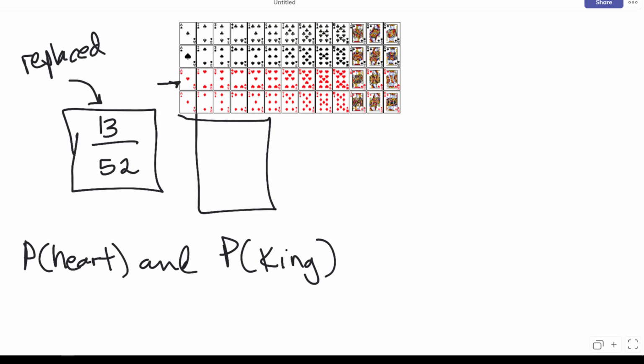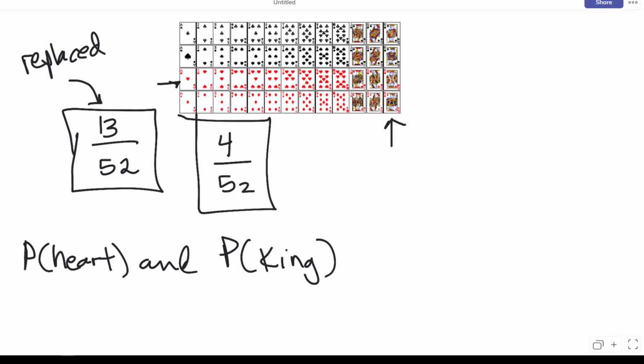Now we put the card back, so there are still 52 cards. That's the part that's important, that you understand that there are still 52 cards. So now, what's the probability of a king? It looks like four kings.